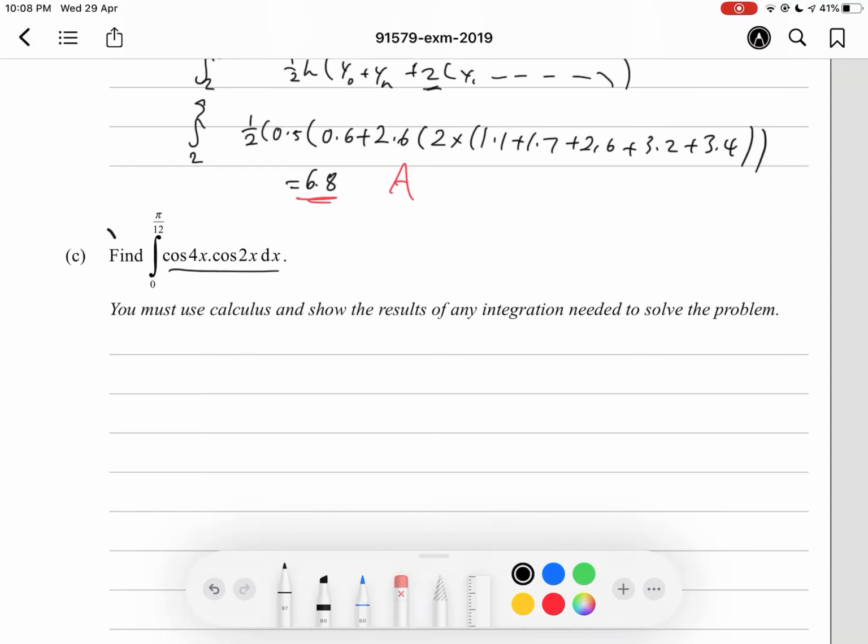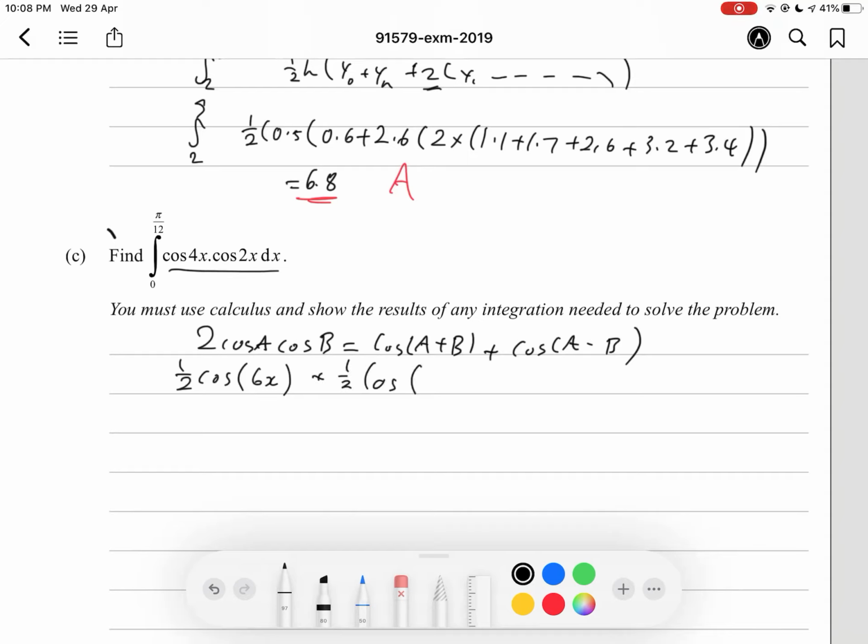So we can say 2 cos A cos B is equal to cos of A plus B plus cos of A minus B. So in this case, cos 4x cos 2x becomes 1/2 of cos of A plus B, so 4x plus 2x, which is 6x, plus 1/2 of cos of A minus B, which is 4x minus 2x, which is cos 2x. So now the problem becomes like this. Alright, so now we can integrate.